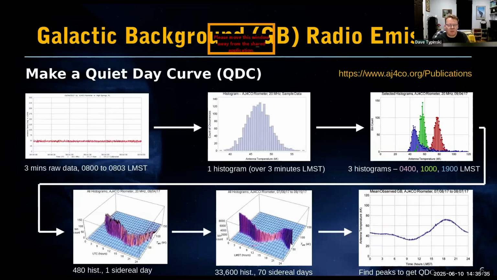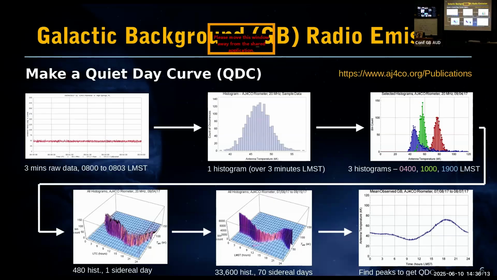The quiet day curve takes a little bit more. It's conceptually really easy. You log all your data in local mean sidereal time, and then you just do a bunch of averaging and histograms. You don't do a time series plot. You bin these things in 3-minute chunks, shove them into a histogram, and if you look at the bottom left figure, that's 480 histograms, basically one sidereal day.